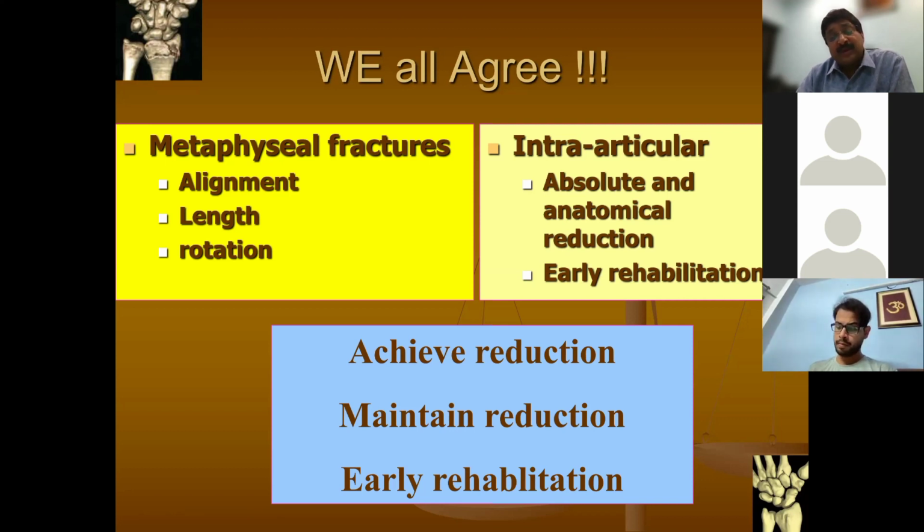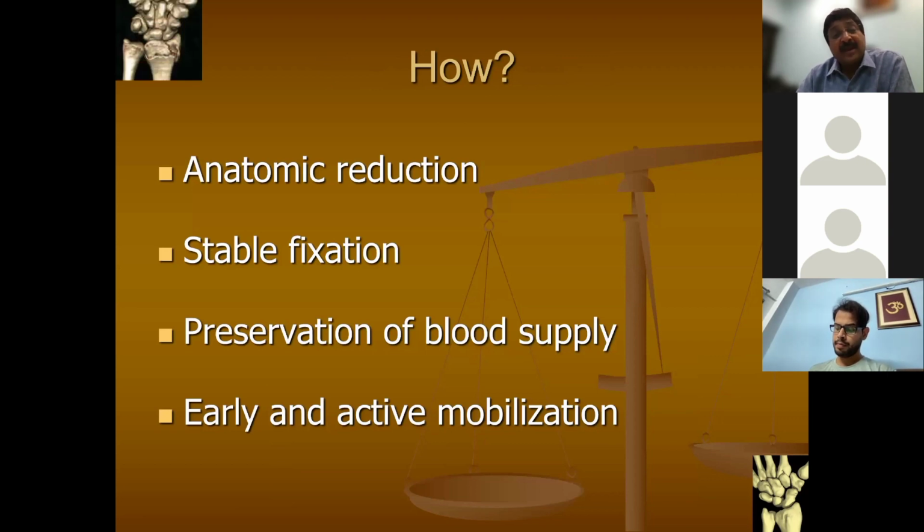So for these, three steps are vital. First thing is we have to achieve reduction. Then maintain that reduction, because if we achieve a reduction and we are not able to maintain it, then there will be malunion. And we should be able to rehabilitate the patient early to get good functional results.